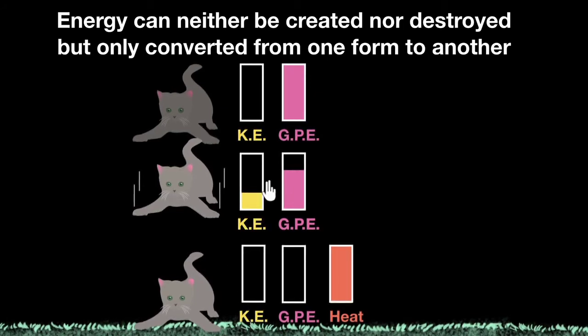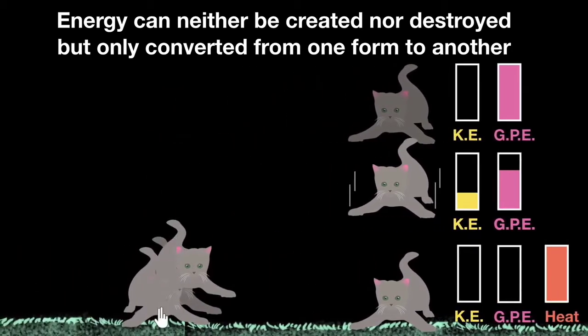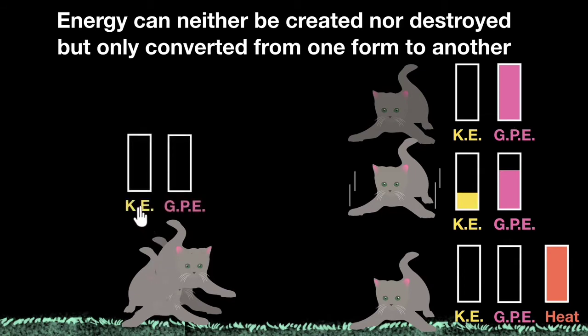Okay, now let's ask the question, where did this gravitational potential energy come from? Well, if we now go back, we will realize that the cat had jumped, and that's how it gained it. But before jumping, the cat neither had kinetic energy, nor potential energy. It was at rest on the ground. So where did that energy come from?